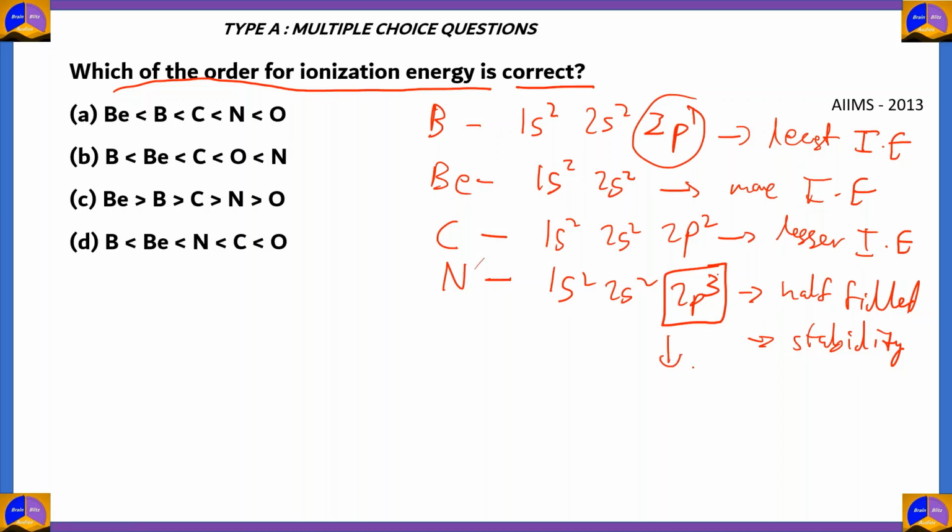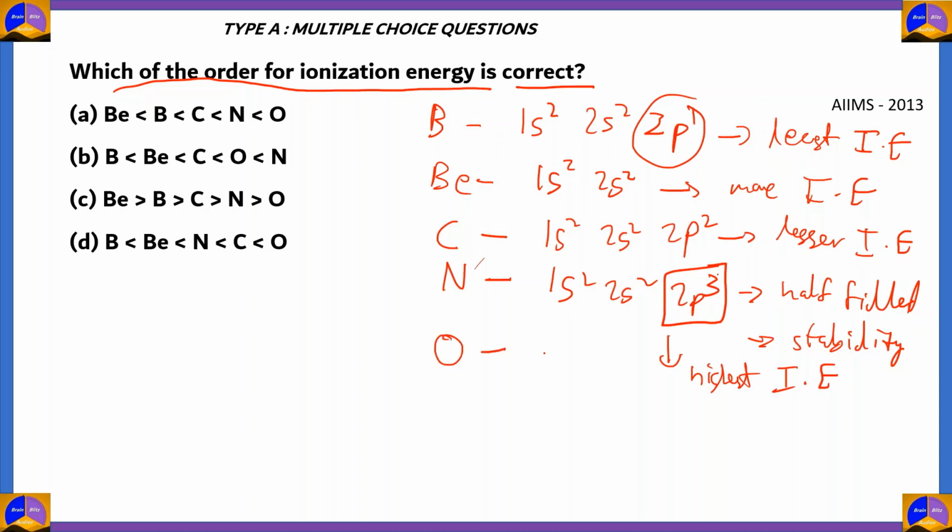So therefore, this has the highest ionization energy. The energy which is required to remove one electron from 2p will be greater than the one required at beryllium, because a p orbital has considerably more energy than an s orbital.